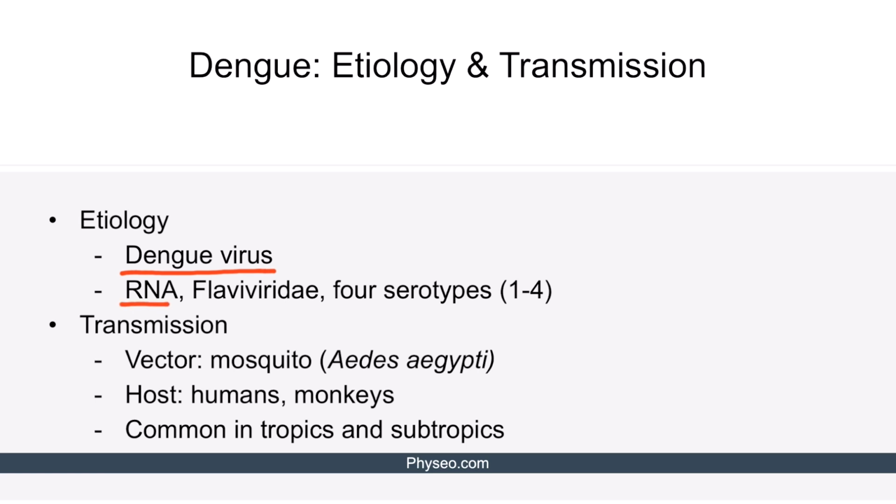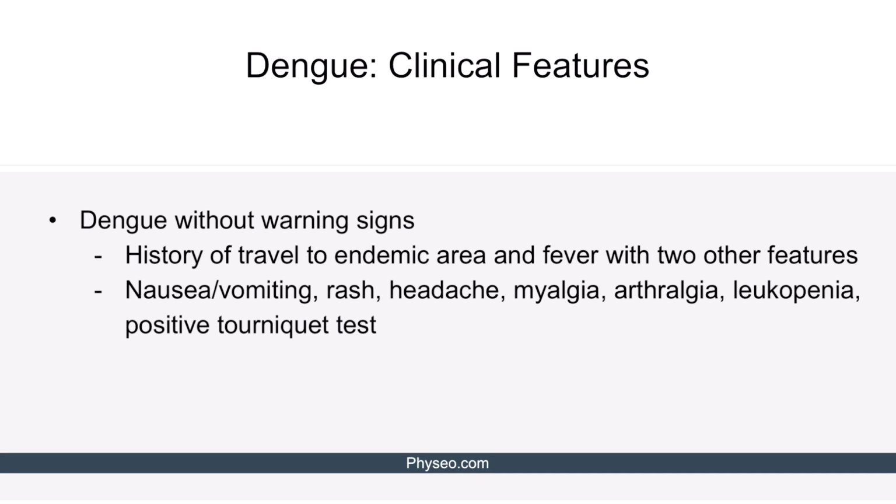It is an RNA virus of the family Flaviviridae and has 4 serotypes, 1 through 4, that can cause dengue infection. The transmission occurs via the female Aedes aegypti mosquitoes and infects humans and monkeys. Dengue is common in the tropics and subtropics. Dengue is classified into 3 major categories: dengue with warning signs, dengue without warning signs, and severe dengue.